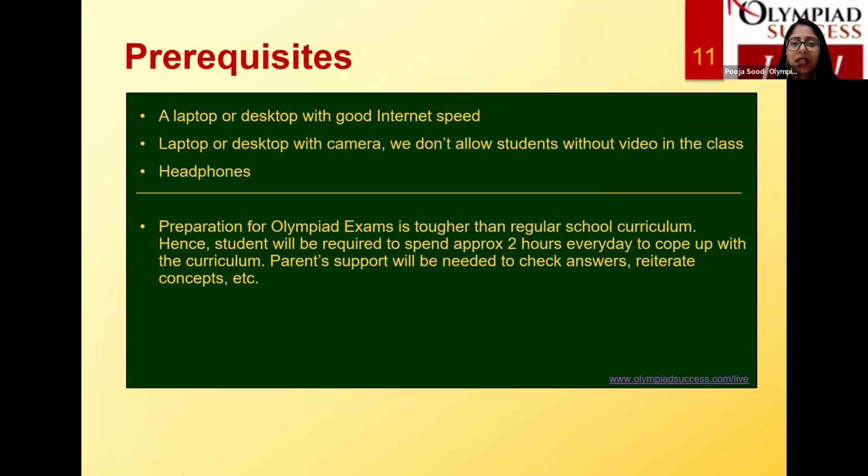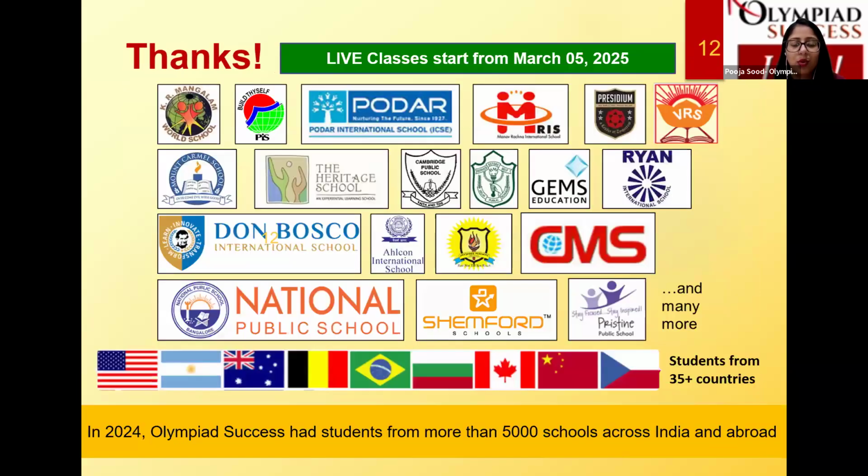So what do you need for these classes? Just a laptop or desktop with a good internet connection, and good headphones for better audio clarity so that you understand what your mentor is teaching in the class. You need to spare extra hours every day from your regular studies to score well in the Olympiad examination. Your regular classes are going to continue from 5th of March. In 2024, Olympiad success had students from more than 5,000 schools from India and abroad.